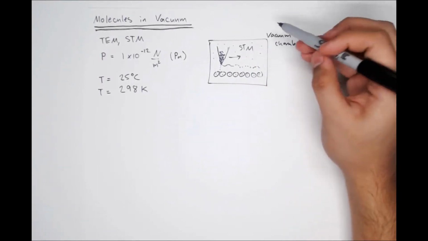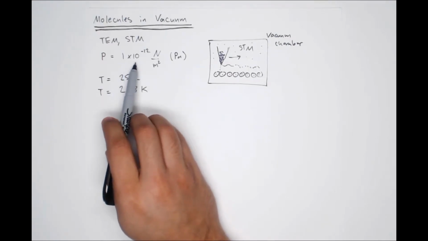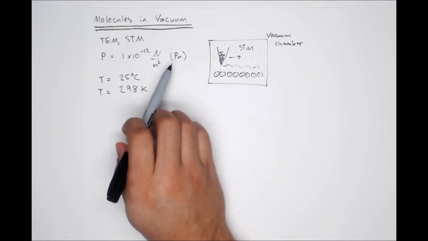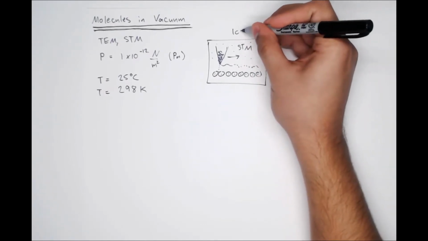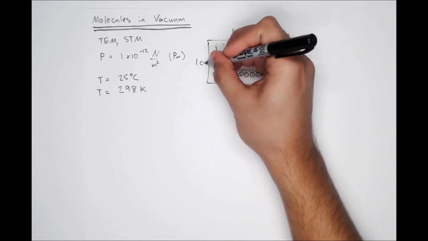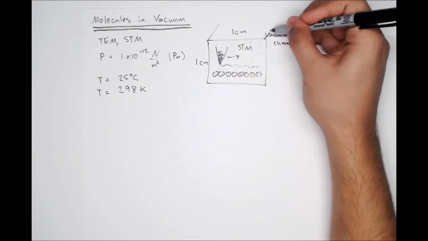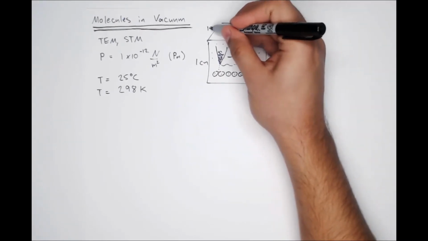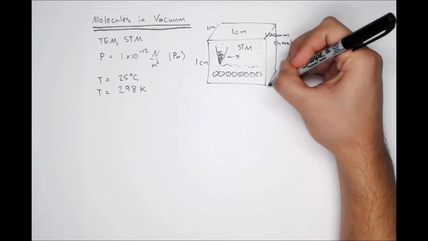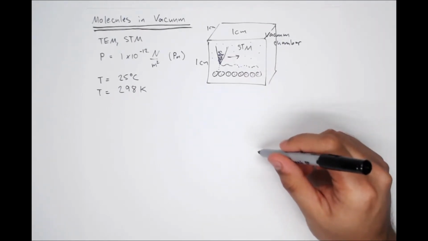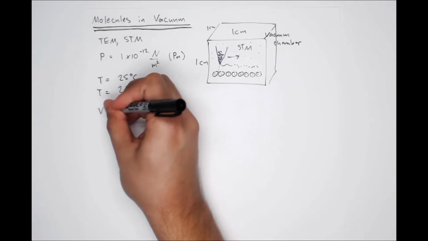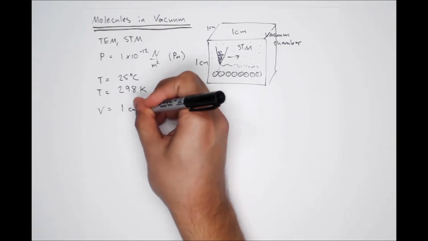So we're trying to figure out, at this very, very low pressure, 1 × 10^-12 pascals, how many actual molecules would there be in a chamber that's maybe 1 centimeter by 1 centimeter, and you can imagine even in 3D here, by 1 centimeter. So just for example here, we're going to go per centimeter cubed as our volume. So I'll write that in, that our volume is going to be 1 cubic centimeter.